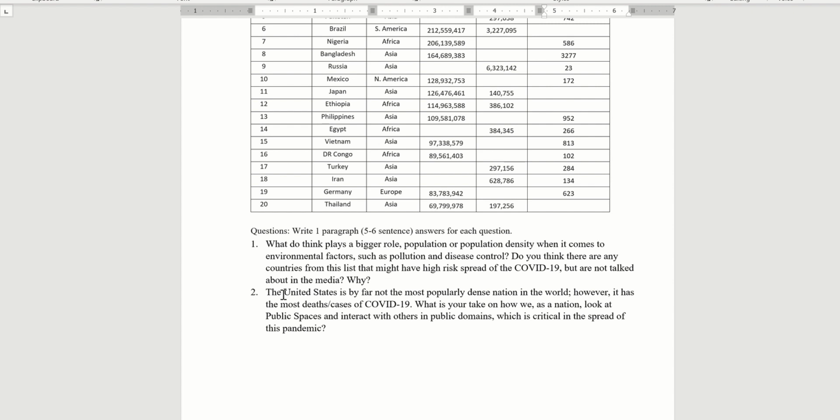Next, the United States is by far not the most densely populated nation in the world, right? However, it has the most deaths, unfortunately, and cases of COVID-19. What is your take on how we as a nation look at public spaces and interact with others in public domains, which is critical in the spread of a pandemic, right? So everybody knows that we got to keep 6 feet distant. We got to keep wearing a mask, right? And we have public spaces in America, right?